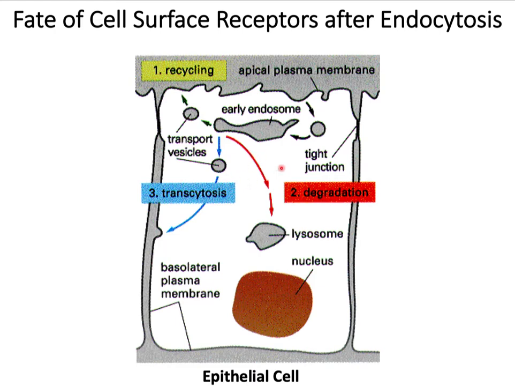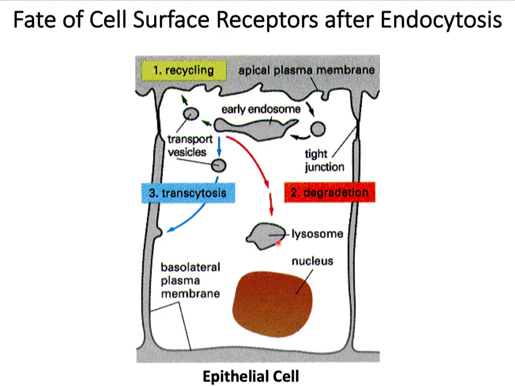The first possibility is that the receptor can be simply recycled back to the plasma membrane, to the same membrane domain which they came from. The second possibility is degradation, in which they themselves traffic to the lysosome to be degraded along with their cargo. The third possibility is transcytosis, where the receptors are taken up in one domain, but then they are trafficked to a different domain in the cell.